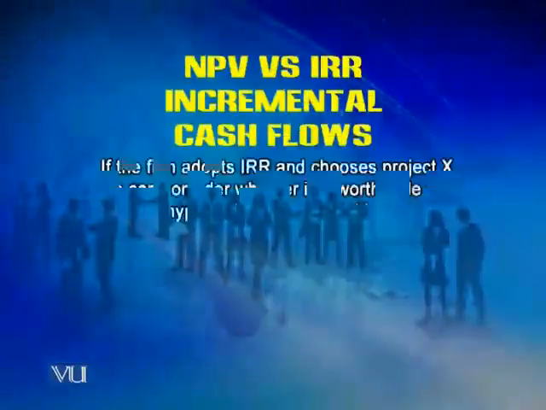Incremental means additional. So we take the two projects X and Y, and we subtract the cash flows of one from the other to find out what is the difference. And that is the differential or the incremental cash flow. Now that cash flow on its own is going to be discounted and seen whether that cash flow is acceptable under the discount rates that we have used for the project.